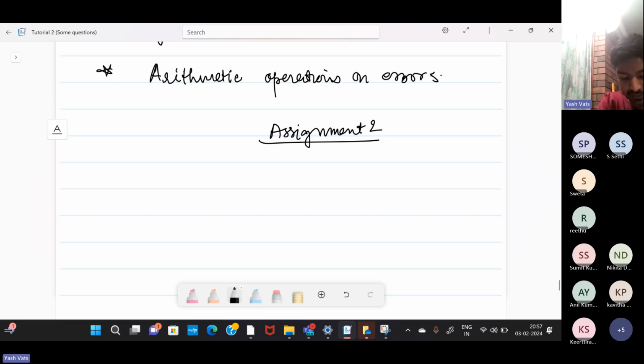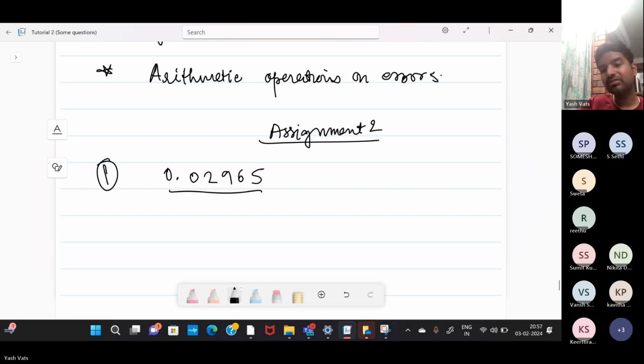How do you write this number in the decimal representation? In normalized form. The first question is the normalized form. How do you write this in normalized form? Anybody? Anyone? This is the first question of your assignment 2.